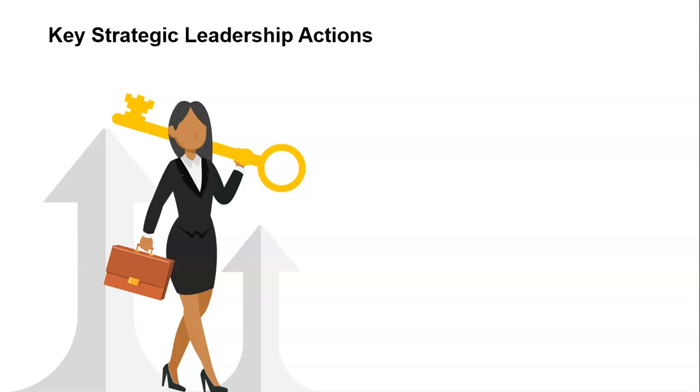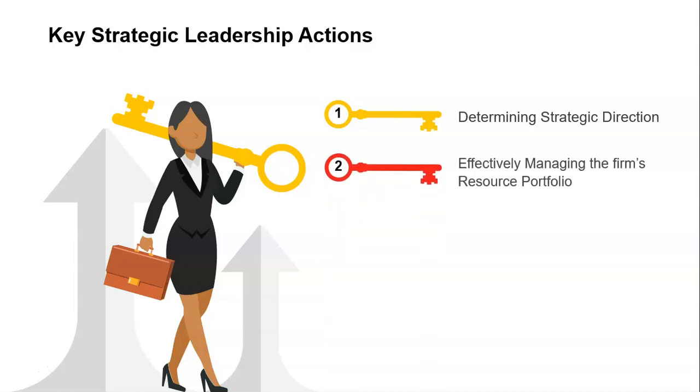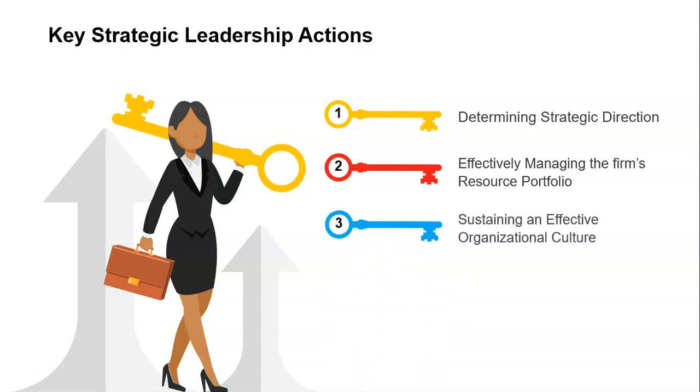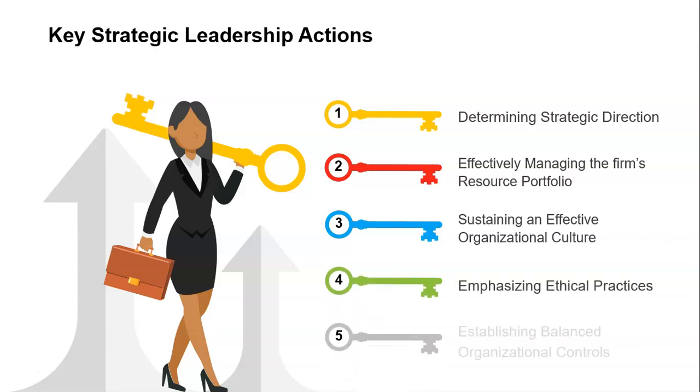Now, there are certain key strategic leadership actions that we will look at. There are 5 of them. The first one is determining strategic direction. Second, effectively managing the firm's resource portfolio. And third, sustaining an effective organizational culture. Fourth, we want to look at emphasizing ethical practices. And fifth, we want to look at establishing balanced organizational controls. And these are 5 things that key strategic leaders must do in order to effectively run an organization that will remain competitive in the marketplace.